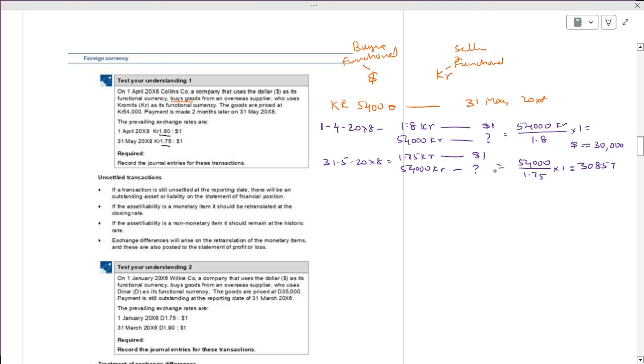Now, is it right? Now, the general entries. What are they asking us? They are asking us to show the general entries. For this general entry, they are purchasing and they will pay after 2 months. When they are purchasing and paying after 2 months, what will be their debit and what will be the credit?